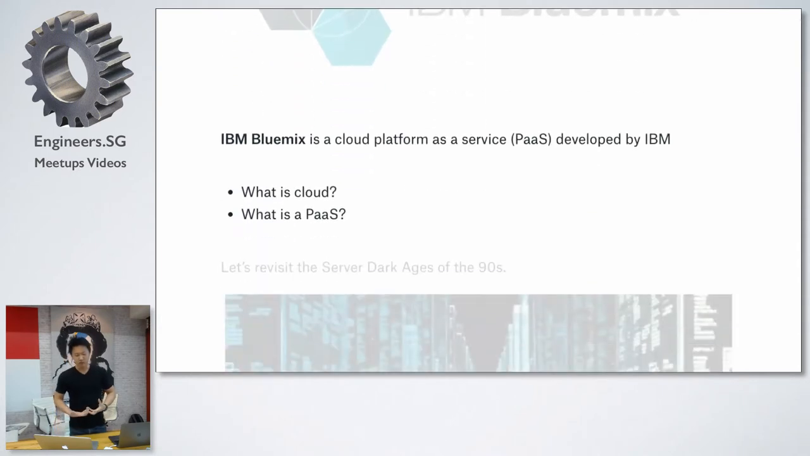Now, what is IBM Bluemix? I'm going to choose the lowest common denominator. I'm going to assume you are all client-side people, and you don't really think about the back end. Your back end guy just hands you some REST URLs, and then you just work from there, right? So I'm going to talk about a brief history of web backend infrastructure. So what is cloud? What is a PaaS?